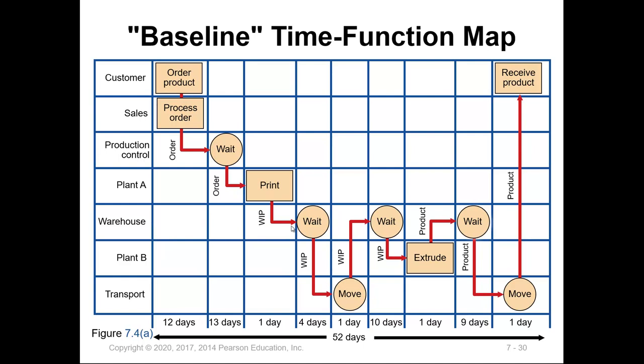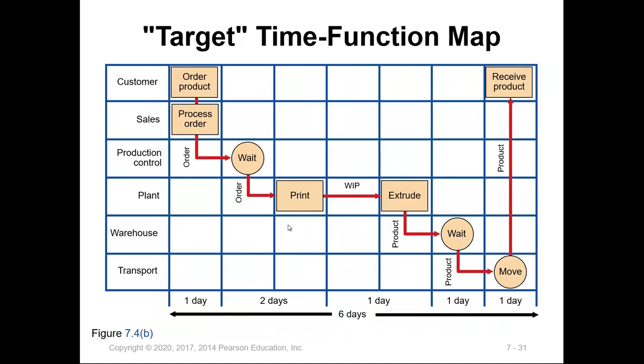After it's done, it will be sent to the warehouse, where it sits for 4 days until it's transported to plant B. It stays in the plant B warehouse for 10 days, then it will be extruded. That is a 1-day process. Then it goes back to the warehouse to be sent to the customer, which will take another day. That is a 52-day time frame from the time of order until the time of receiving the final product.